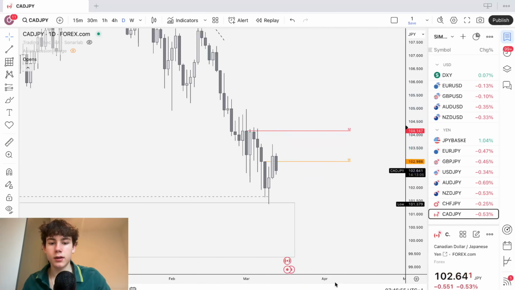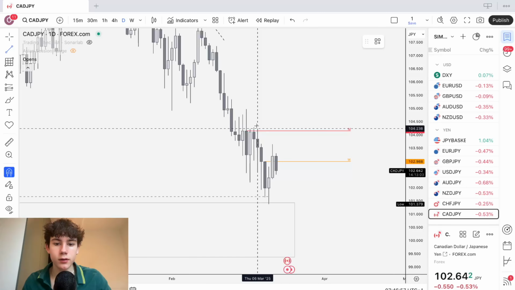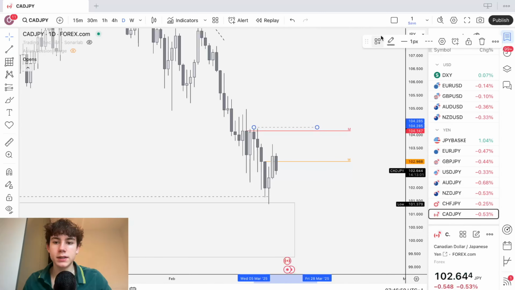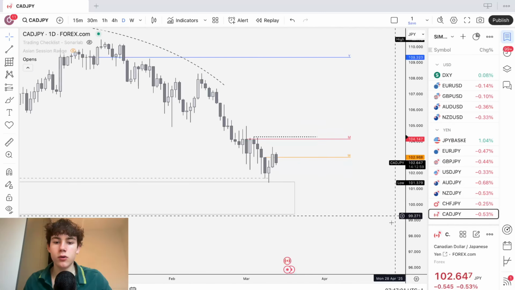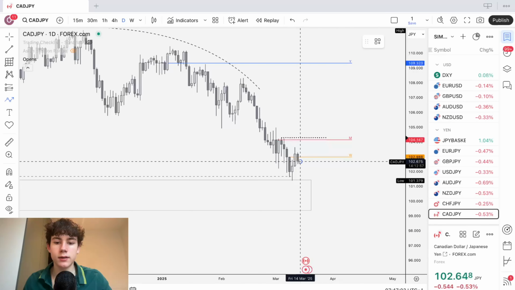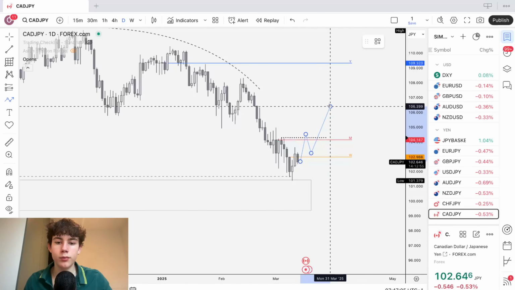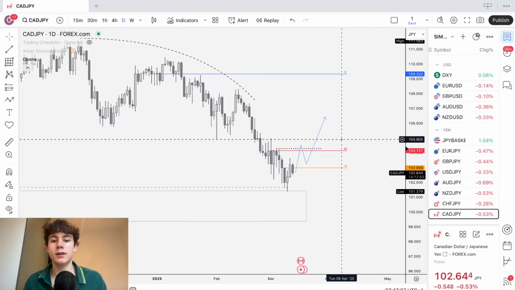So maybe this is a daily fractal over here, and I would want to see this daily fractal go, and then only then I will look at longs, right? Boom, boom, boom. So this would be the thing that I'm waiting for.